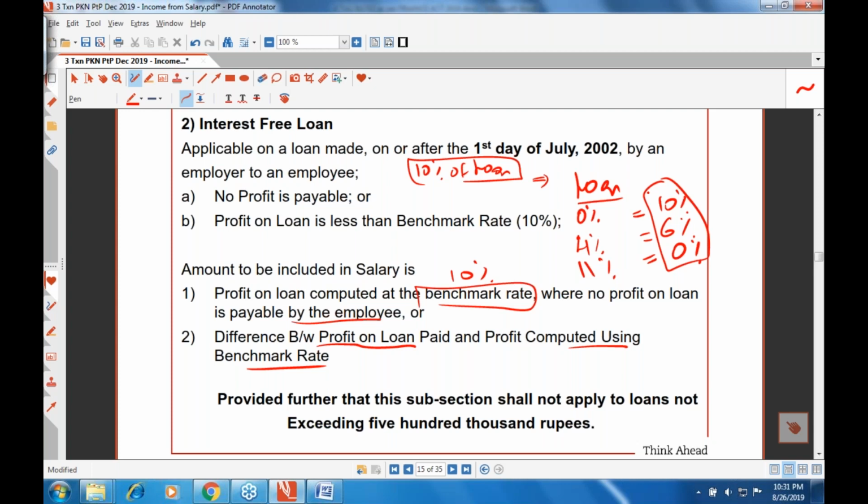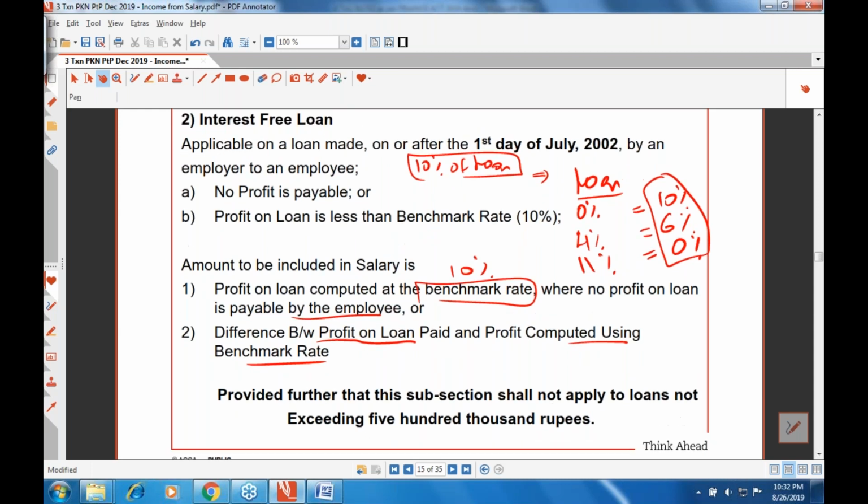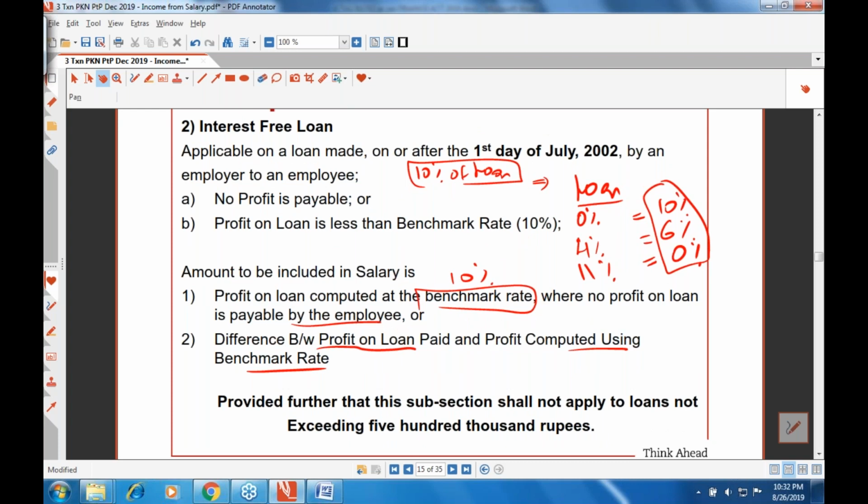Because the perquisite is the benefit that he has given you. And the law says that the benchmark rate is 10%. The loan provided by the employer should not be at less than 10%. If he has given you a loan at 0%, you need to include the loan value multiplied by 10% as your income from salary. If he has given you at less than 10%, then whatever the difference is needs to be included. If he has given you at more than 10%, then the amount to be added is zero.